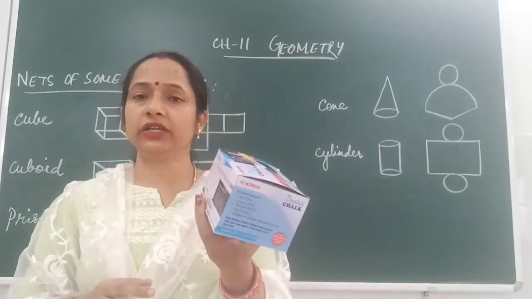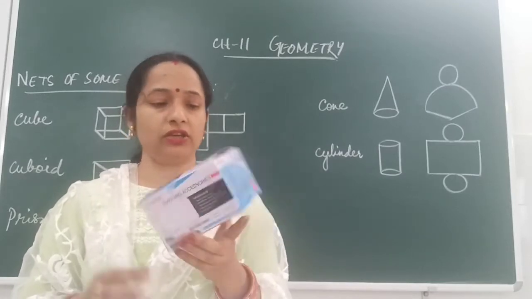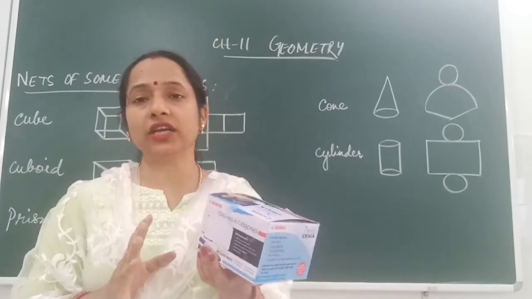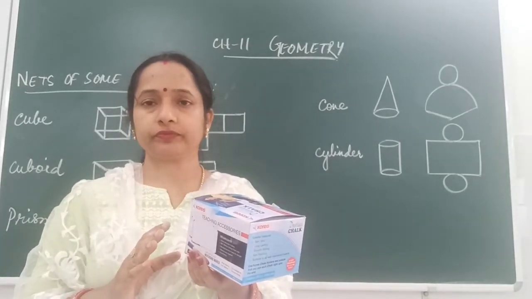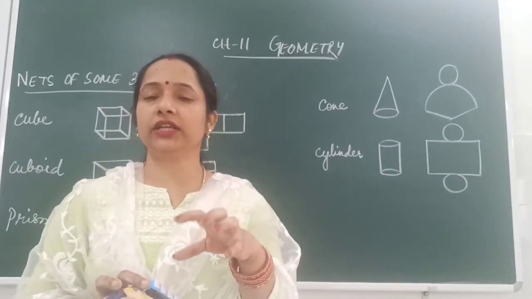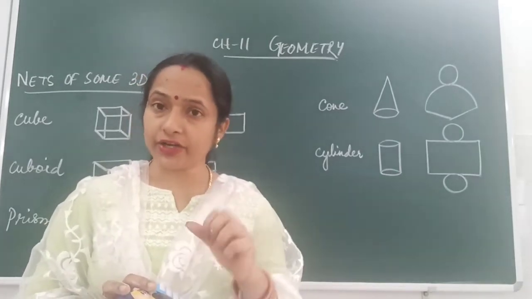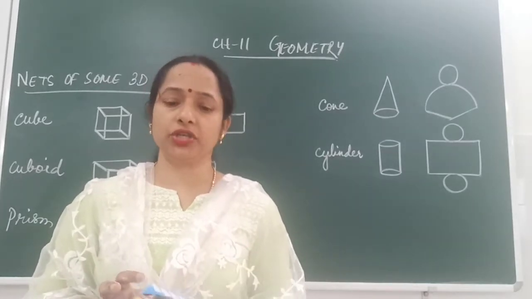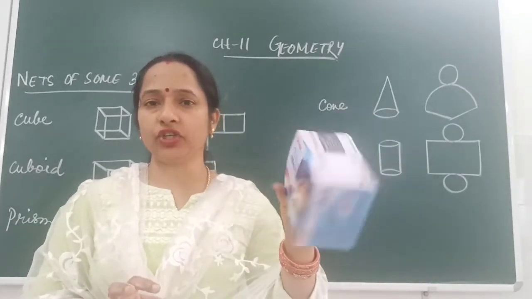Now, if we try to show or represent a three-dimensional shape as a two-dimensional shape, then the figure that we get will be called the net of the particular three-dimensional shape. So here I have a cuboidal shape.